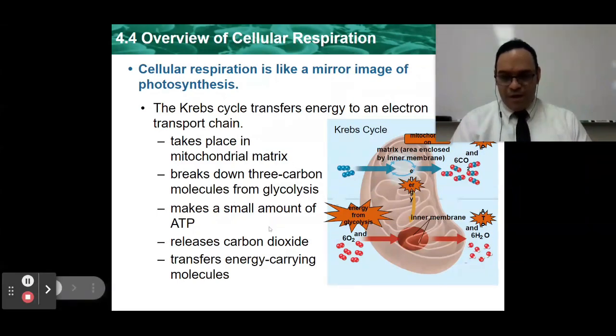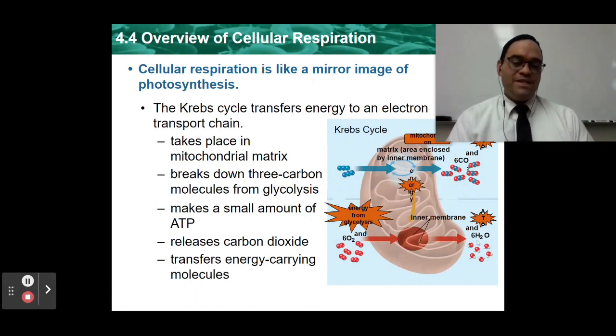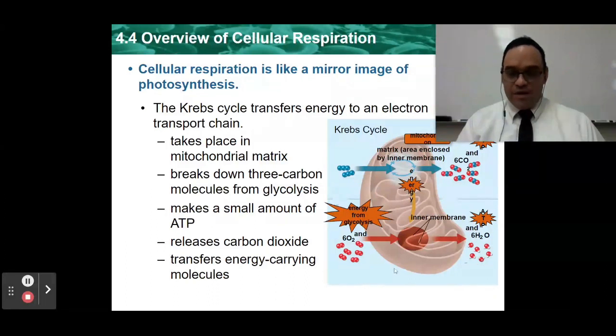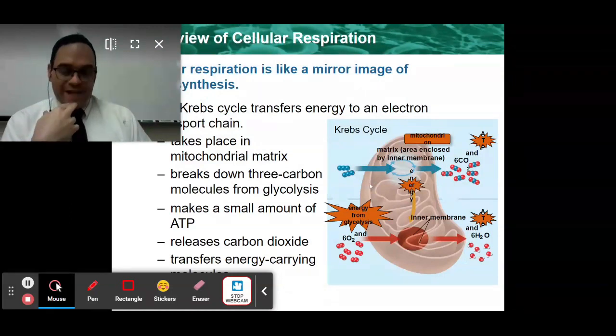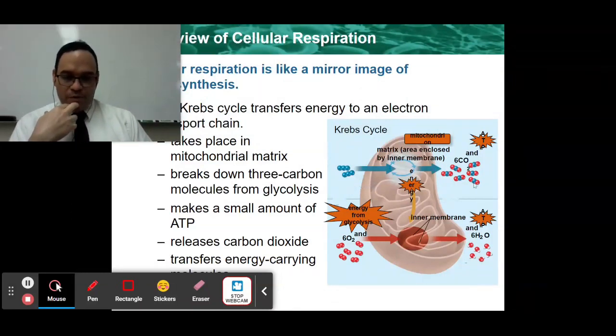Breaks down a three carbon molecule from glycolysis, makes a small amount of ATP, that's true. Releases carbon dioxide. That's a waste product. Remember, we take in oxygen from the electron transport chain, and we release carbon dioxide from the electron transport chain. But the Krebs cycle does not take in oxygen. It does release carbon dioxide. In the Krebs cycle, you take in the glucose and you push out the CO2. So that is all that I need from this written part.